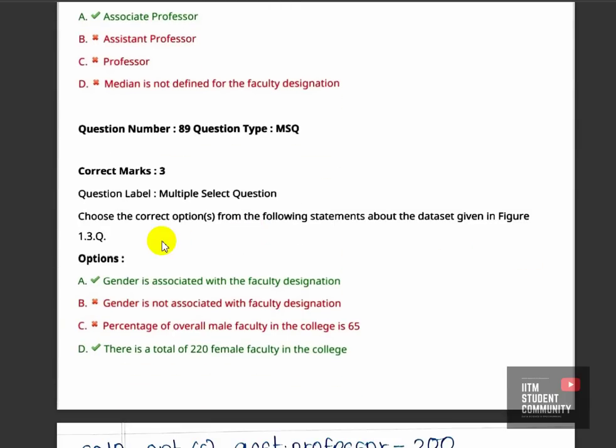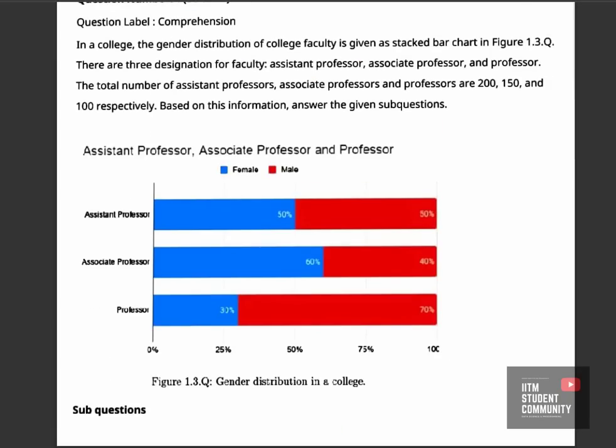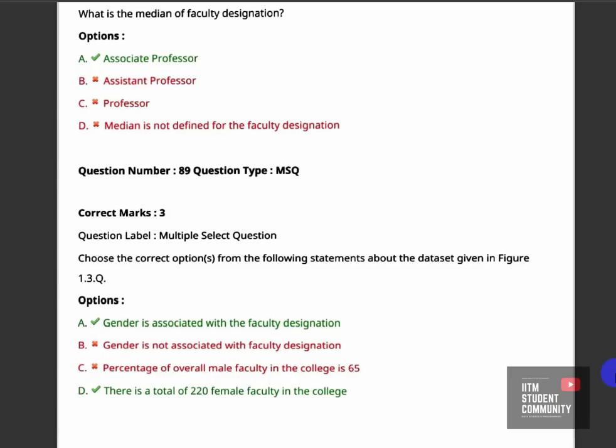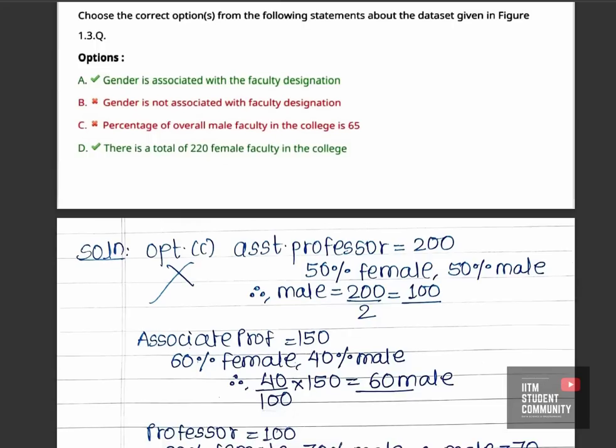The next question says, choose the correct option from the following statements about the dataset. The first option says gender is associated with the faculty designation. Yes, because in this stacked bar chart you can see the proportion of male and female varying for different designations. So gender is associated with faculty designation. Option B is eliminated. Option C says the percentage of overall male faculty in the college is 65, and option D says there is a total of 220 female faculty in the college. We will calculate for options C and D.